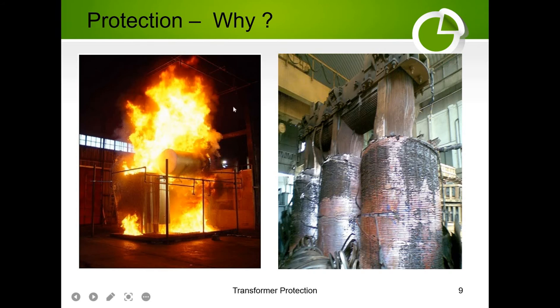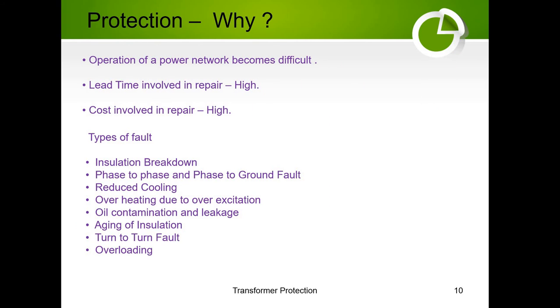Why is the protection needed? You can see in the picture, due to protection failure, the transformer is in a burned condition. This winding is very costly, and also the production will be lost. That's why we give the protection, to protect your equipment and also protect your production cost. Operation of the power network becomes difficult. Lead time involved in the repair is high, cost involved in the repair is high, and types of installation breakdown: phase to ground fault, reduced cooling, overheating due to over-excitation, oil contamination and leakage, aging of the insulation, turn to turn fault and overloading.